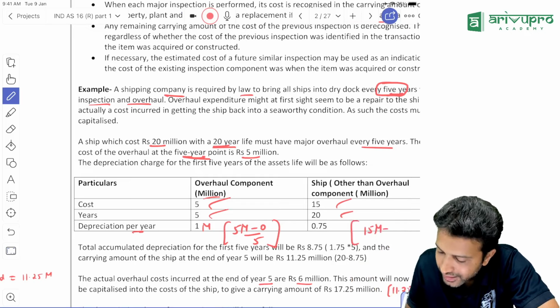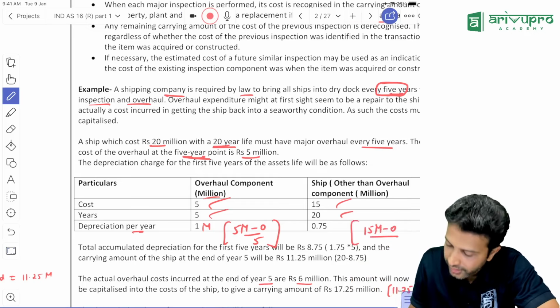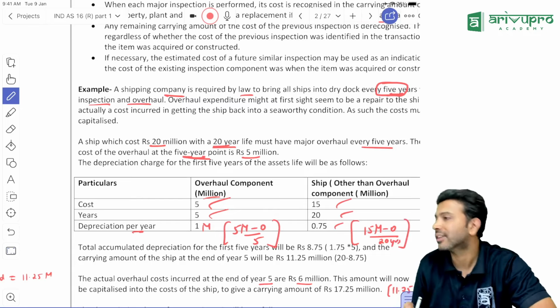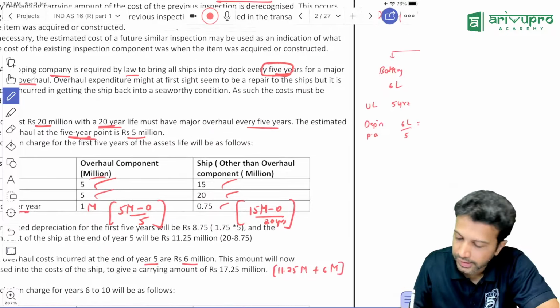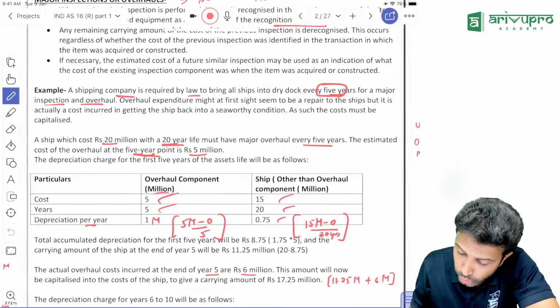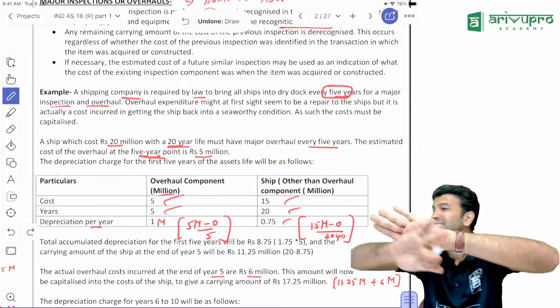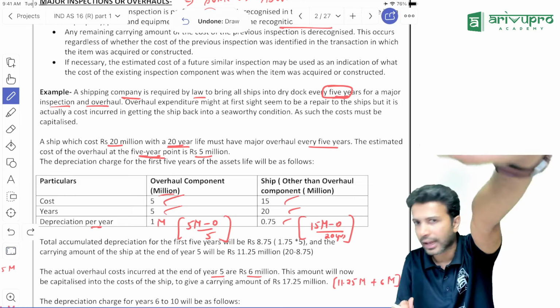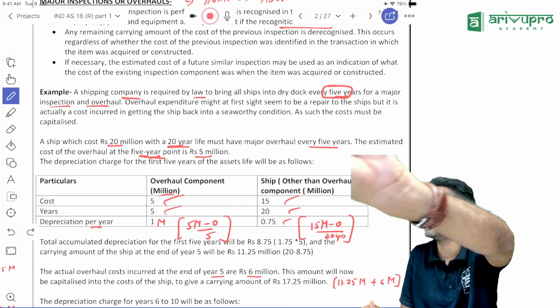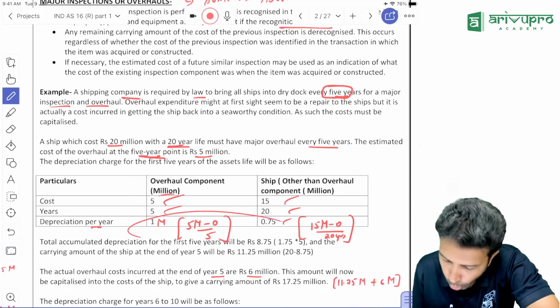15 million minus residual value, how much? 0. Divided by useful life, how much? 20 years. If you do this, you will get 0.75 million. That means totally the ship every year will get depreciated by how much? You need to calculate these things separately. You can maintain an Excel sheet and calculate this. But should the accounting entry be passed as separate journal entries, or is one entry good enough? One entry is good enough for both the amounts put together.